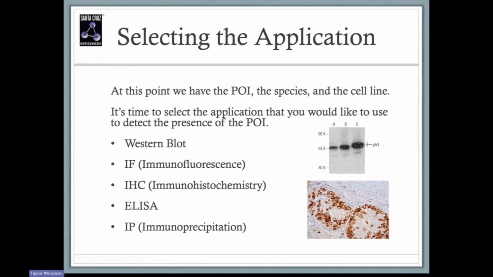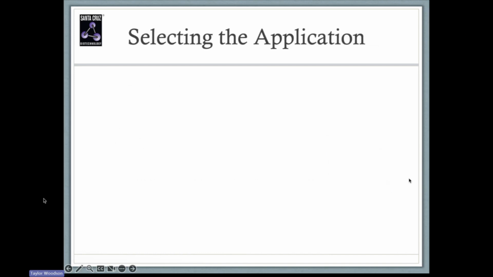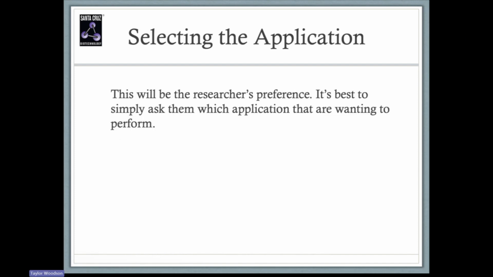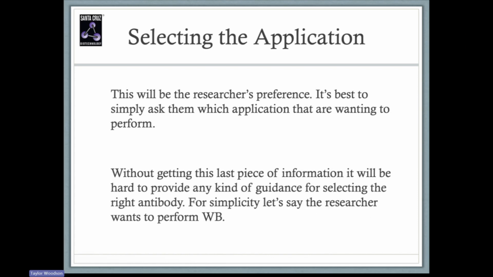Right, so here are some pictures. This is Western blot. This is immunohistochemistry. So these are the big ones that people use these antibodies for. And again, it's just something that you're going to have to ask them before you can really start helping them decide which antibody to select. So again, this is just going to be the researcher's preference. I do want to highlight that without getting this last piece of information, it is hard to actually provide any guidance for selecting the right antibody.